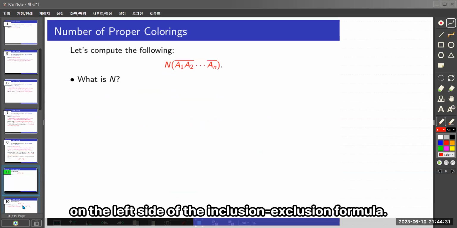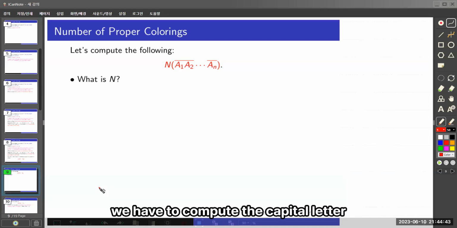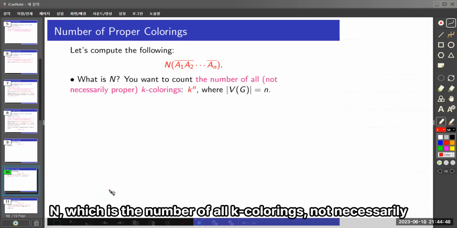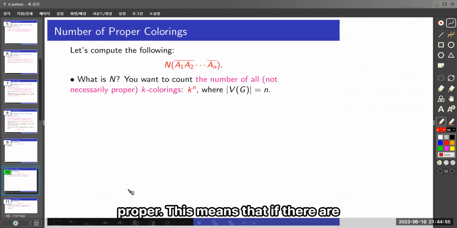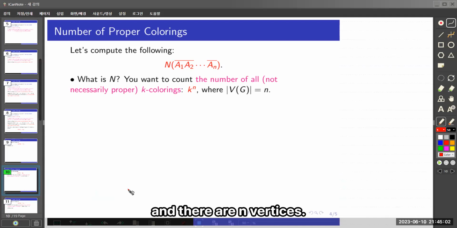Then the number of proper k-colorings of graph G is exactly the left side of the inclusion-exclusion formula. So by computing the right-hand side of the inclusion-exclusion formula, first we have to compute the capital N, which is the number of all k-colorings, not necessarily proper. This means that if there are n vertices, then each vertex has k options, so we have k to the n options.